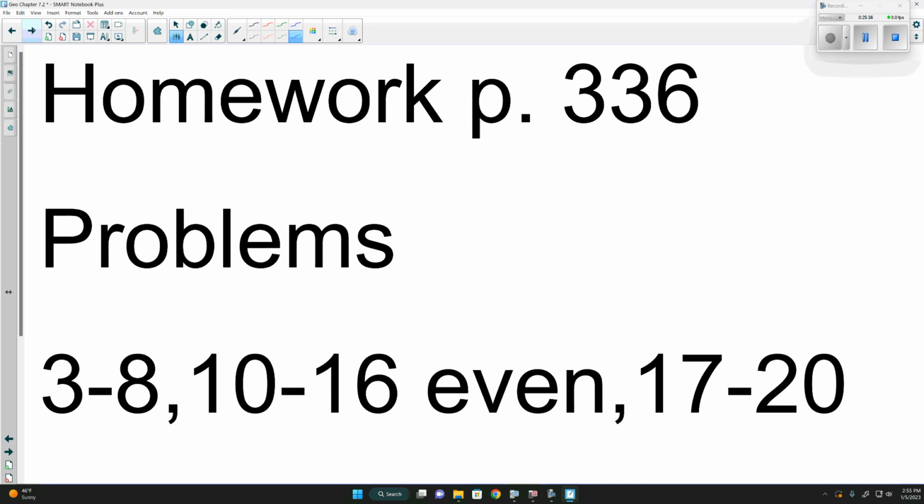Yep, 3 through 8, 10 through 16 even, 17 through 20. Yep. Yeah, no, if I do even for 3 through 8 or odd for each one, I will put it repeatedly after it. Yeah. Okay.